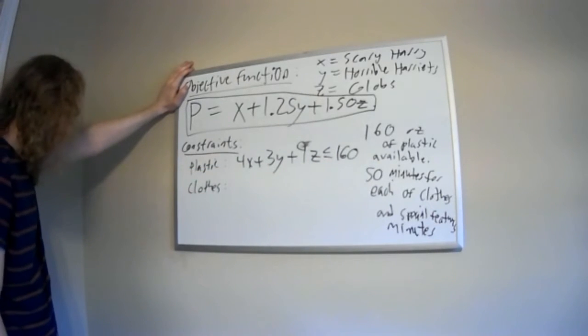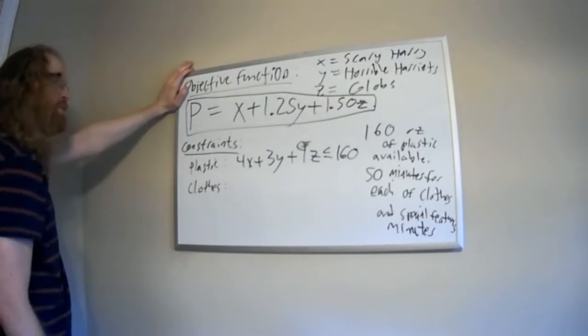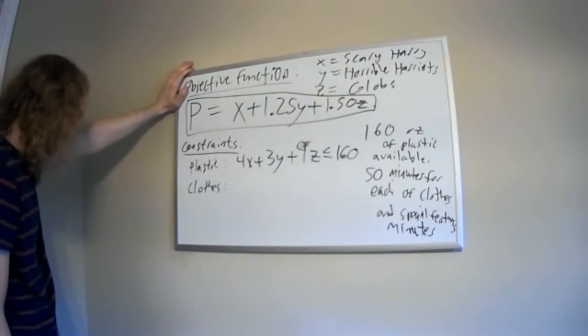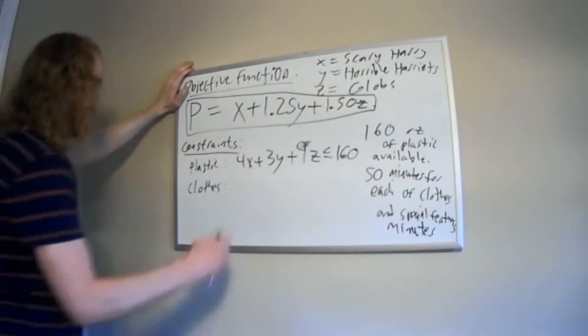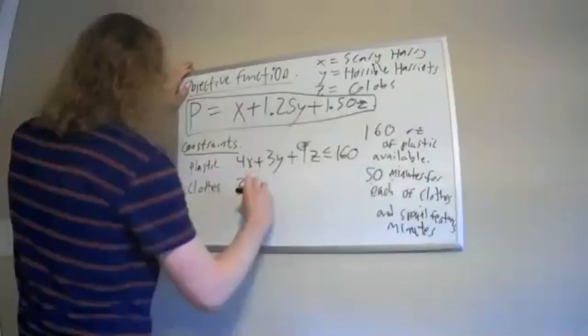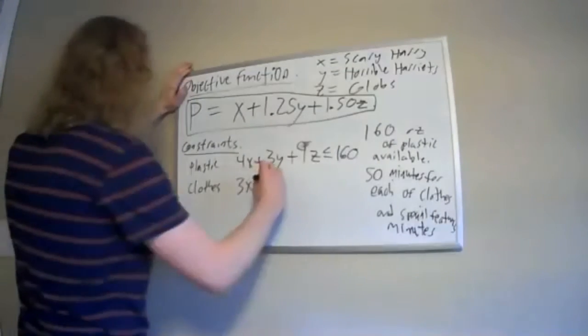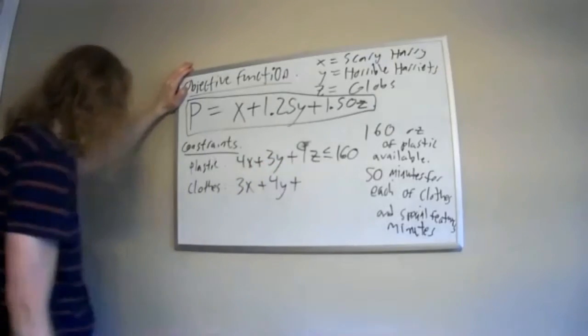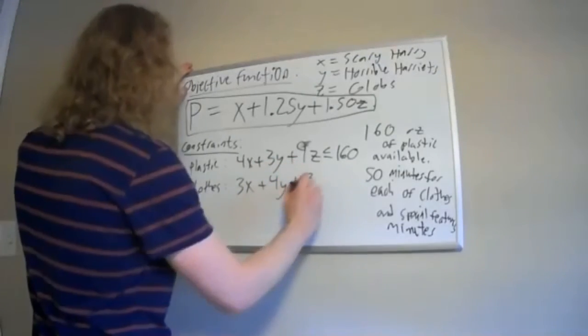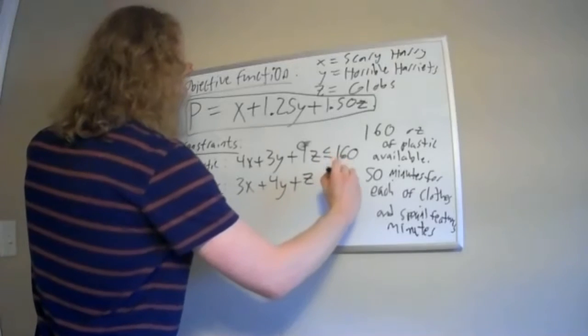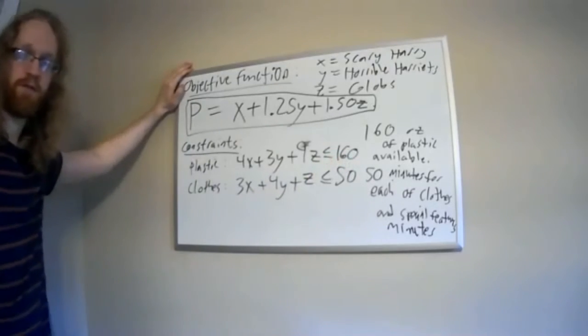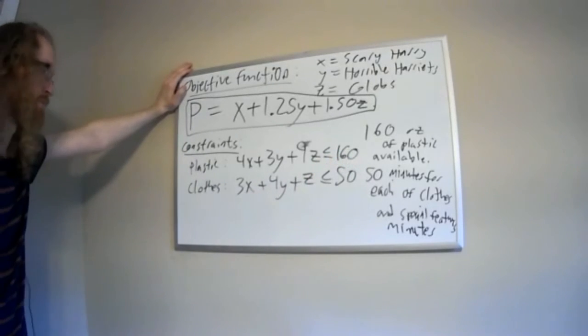So let's say the following. For clothes, how many minutes does it take to put on the clothes for Scary Harry? According to our table, it was 3 minutes. So 3x. For the Horrible Harriet, it was 4 minutes. So that's 4y. And for the Glob, it was 1 minute. So that's just z. And then I am bounded by 50 minutes. I only have 50 minutes available total.